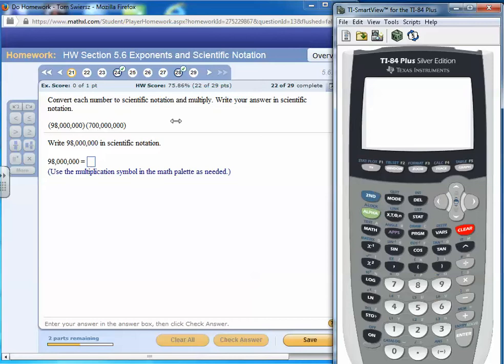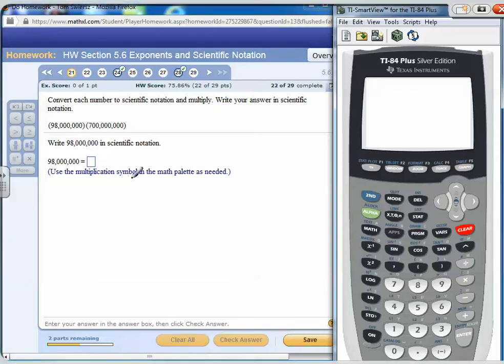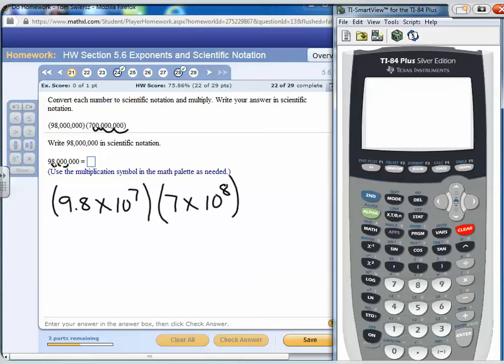Okay, convert each number to scientific notation and write your answer in scientific notation. So we're going to multiply. The first part, 98 million in scientific notation, you'd move it over 3, 6, and then 7, right? So it'd be 9.8 times 10 to the 7th. 700 million is going to be what? Move it over a group of 3, 6, and then 7, 8, right? So it's going to be 7 times 10 to the 8th.